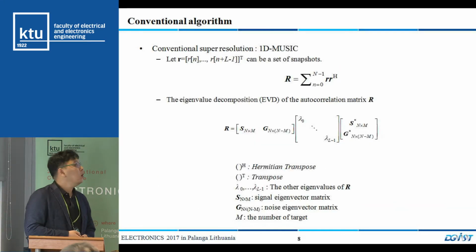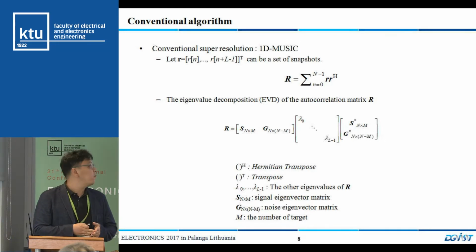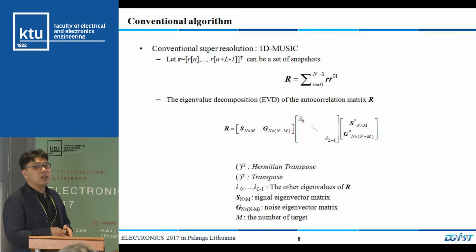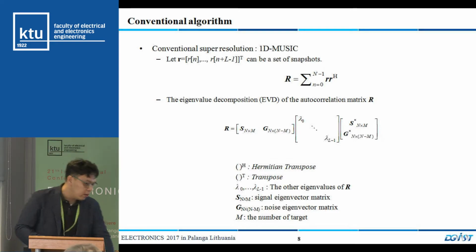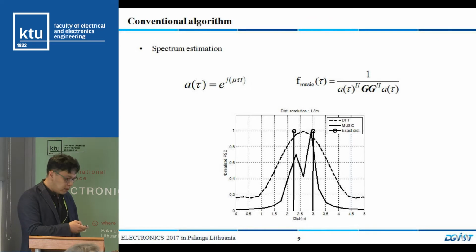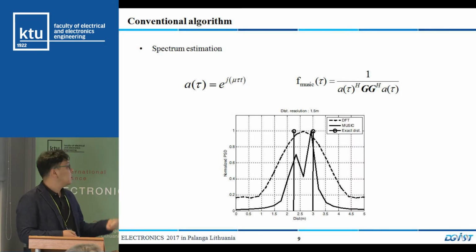Using the received signal, we can apply the conventional super resolution algorithm such as multiple signal classification. From the received signal, we obtain the autocorrelation function. Using the autocorrelation function, we can obtain the eigenvalue decomposition. The noise eigenvector and the signal subspace are orthogonal, so we can obtain a sharp spectrum like this. When we have two targets like this, DFT cannot resolve them, but MUSIC can resolve them.